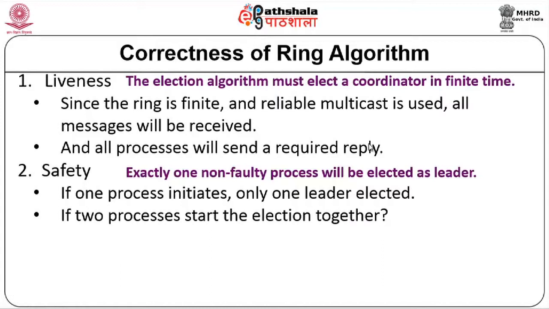However, the question that we have to ponder is what happens if more than one process starts the election together. Do we have a problem with our safety criteria if two or more processes start the election? But how is it possible that two processes will start the election, or maybe 3 or 4, or even is it possible that all n-1 processes will start the election? Yes, it is possible that more than one process will start the election algorithm together.